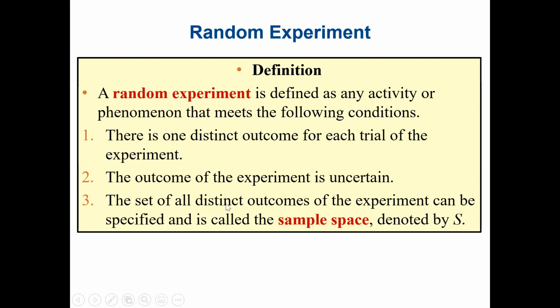Then the set of all the distinct outcomes of the experiment can be specified and is also called a sample space. So a sample space is all the possible distinct outcomes of an experiment. For example, tossing a coin. I know if I toss a coin, I have only two possible outcomes. Either we get the tail or we get the head. Now, there's no third outcome. So the sample space here will be only the head or the tail. Now, the outcome can be either the head or the tail also.